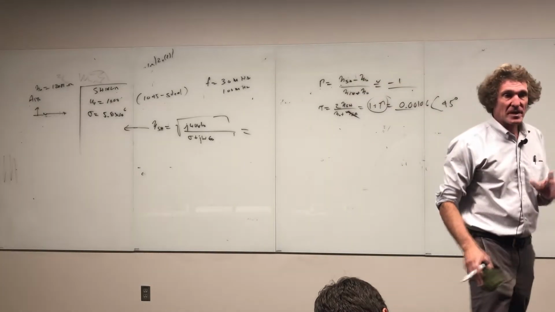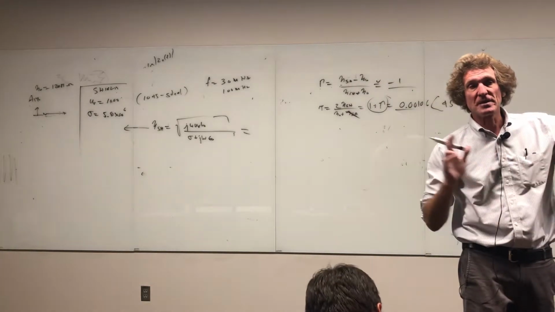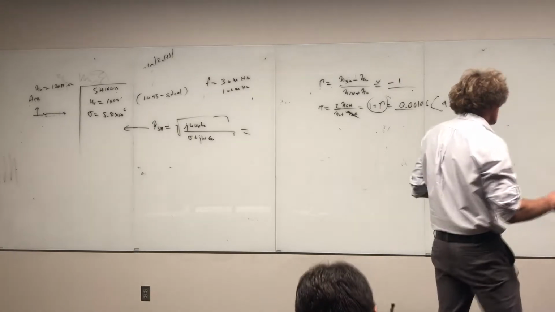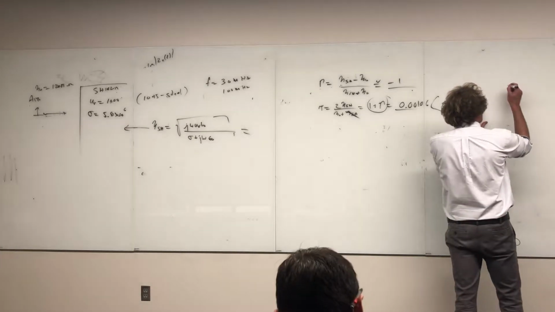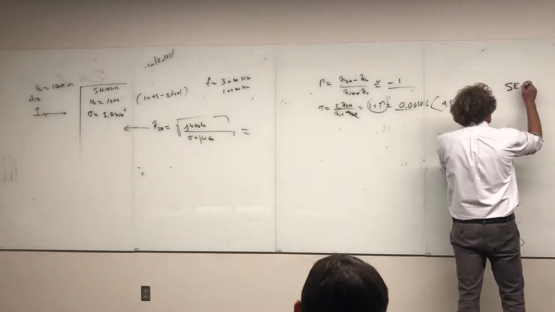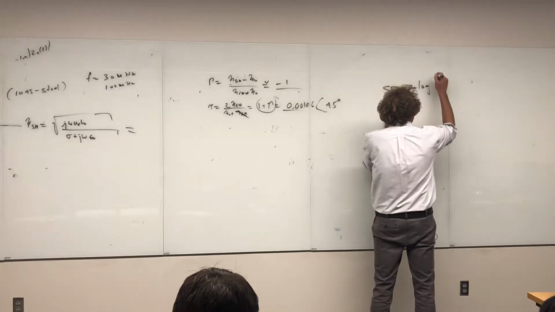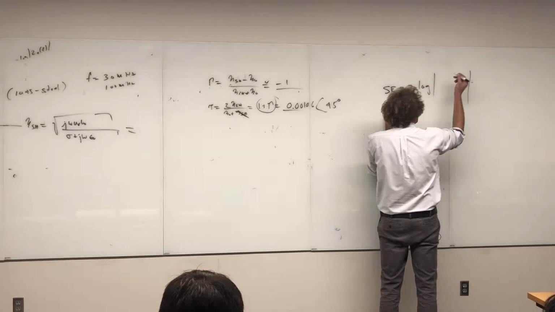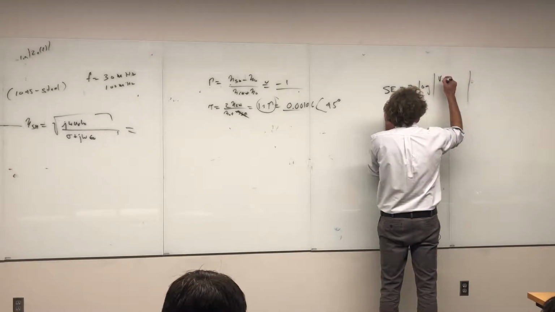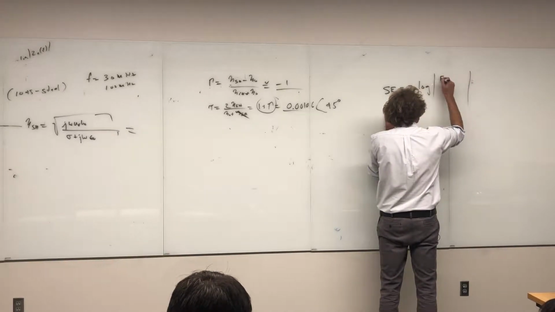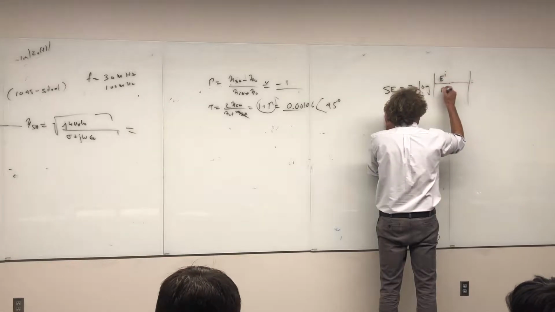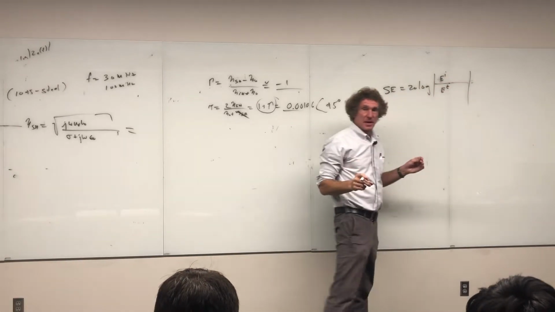But remember before when I talked about the total loss, transmitted field versus incident, I said that the shielding effectiveness was equal to 20 times the log, and then I had the magnitude here, and it was really going to be E incident divided by E transmitted. Do you all remember me talking about that?